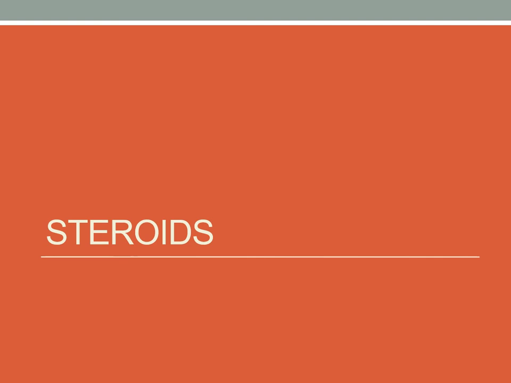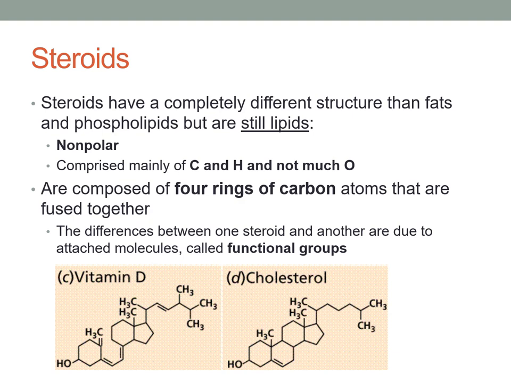Well, steroids are the weird ones. They're totally different. So they're still lipids, however. They're still nonpolar, and they're made mostly of carbon and hydrogen and not much oxygen. But the thing about them is that they have four rings of carbon atoms. So when you look at a chemical formula like this, each one of these little points on here is a carbon. So this is a carbon ring, this is a carbon ring, this is a carbon ring, and you see there's four carbon rings.